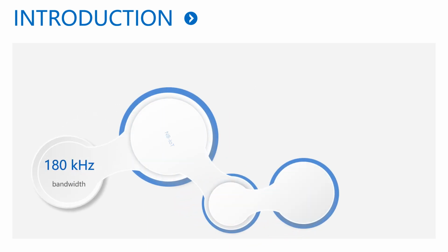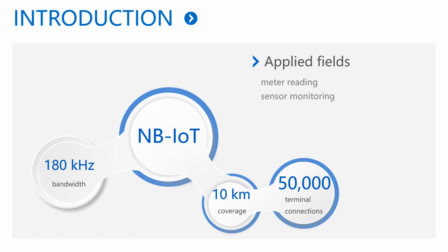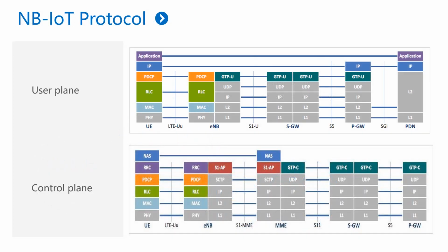The Narrowband Internet of Things, NB-IoT, has attracted much attention due to its low power consumption, wide coverage, multiple connectivity, and other characteristics. Accordingly, it has great commercial value in meter reading, sensor monitoring, and other services. NB-IoT protocol is divided into 2 planes.